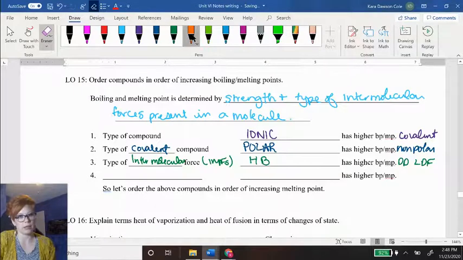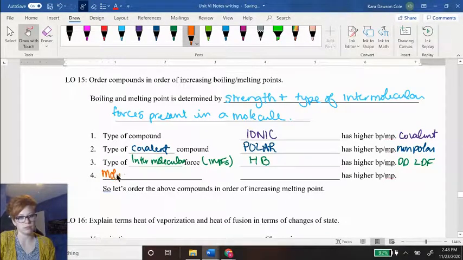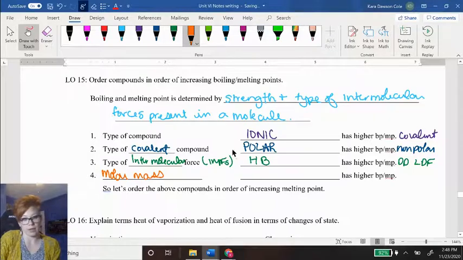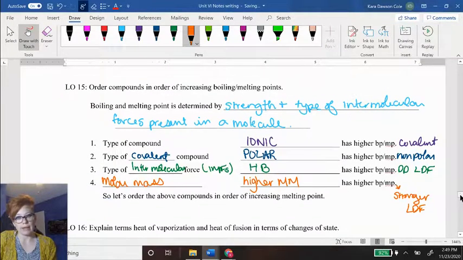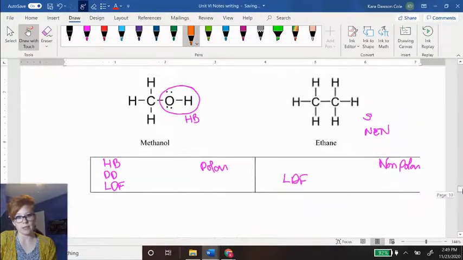So the fourth thing that we look at is the molar mass of the compound. Let's say we've got 2 compounds that have dipole-dipole and London dispersion force. Then we're going to look at the molar mass of the compounds. The higher the molar mass is, the stronger the London dispersion force is. So a higher molar mass has a higher boiling point or melting point. This is due to stronger London dispersion force.